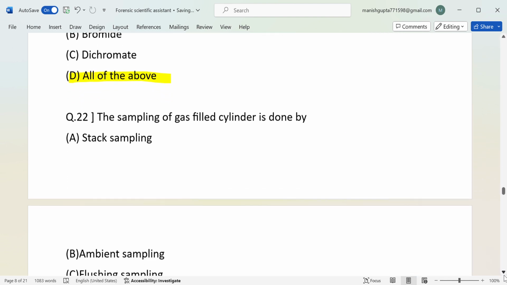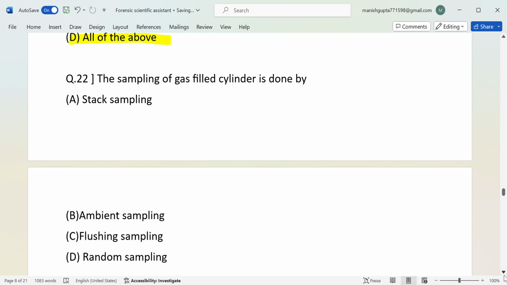Now we are going to see question number 22. The sampling of a gas-filled cylinder is done by: option number 1, stack sampling; option B, ambient sampling; option C, fluorescing sampling; option D, random sampling. Option 1 is correct. Option A is correct.